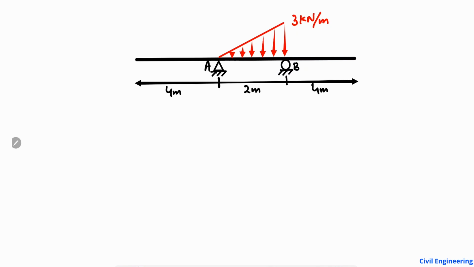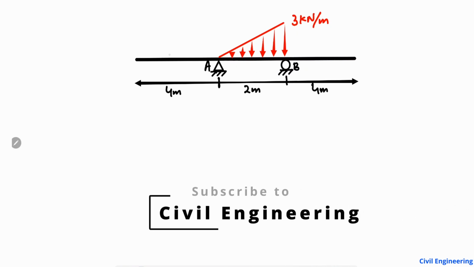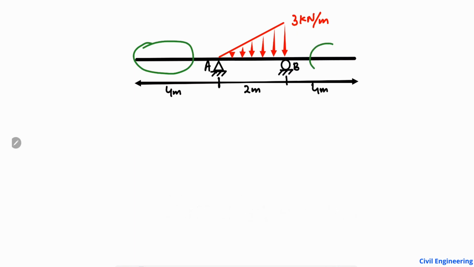In today's lecture, we are going to analyze this overhanging beam with a uniformly varying load, or we can say a uniformly triangular load acting on this beam. Here you see the overhanging beam, because one portion of the beam is without any support, and this portion is also without any support, so it's hanging on both sides. That's why this beam is known as an overhanging beam.